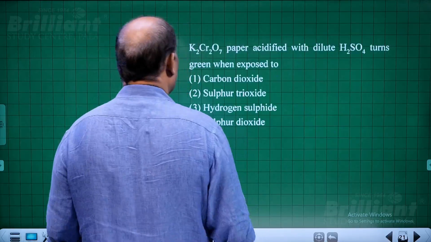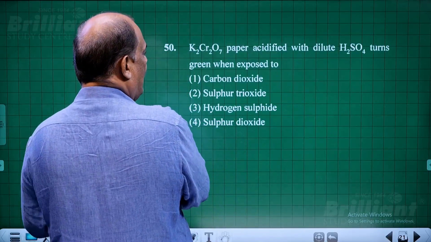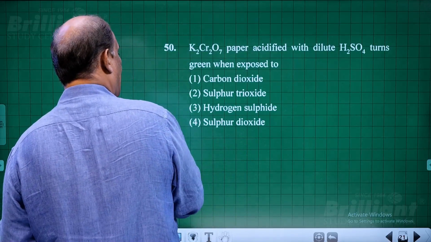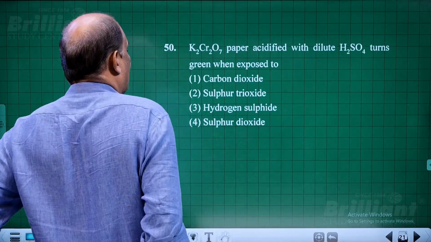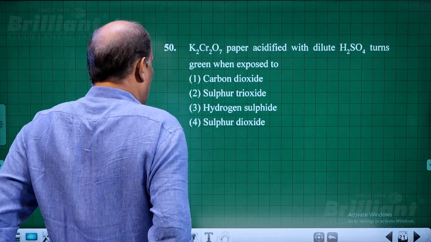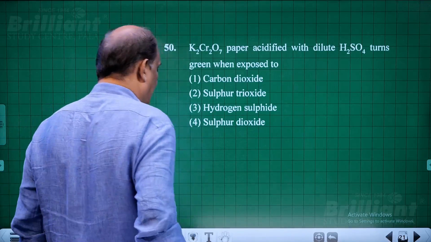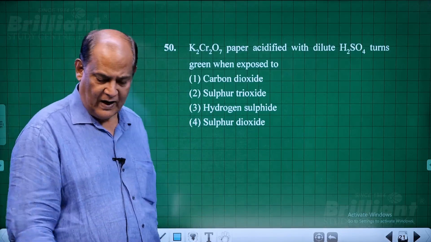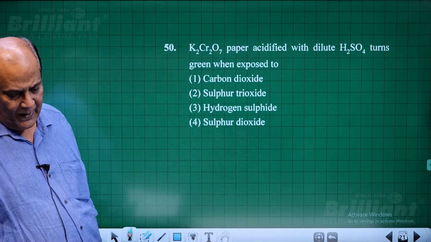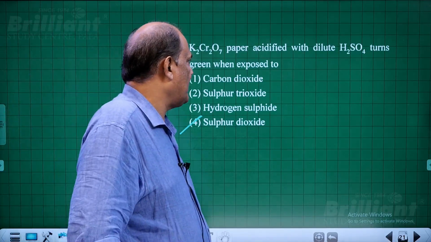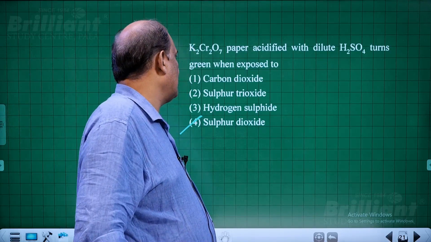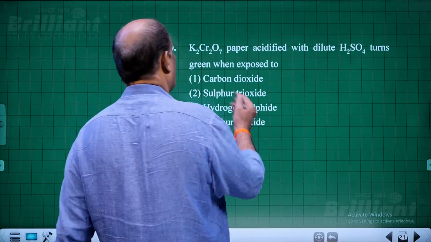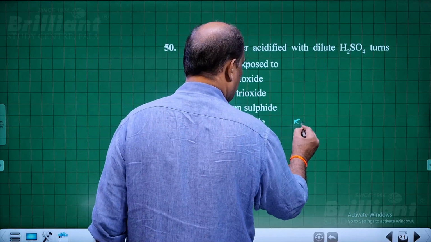Okay. K2Cr2O7 paper acidified with dilute sulfuric acid turns green when exposed to which gas: carbon dioxide, sulfur dioxide, sulfur trioxide, or hydrogen sulfide? This is absolutely because of sulfur dioxide liberation. K2Cr2O7 paper acidified with dilute sulfuric acid turns green when exposed to sulfur dioxide.